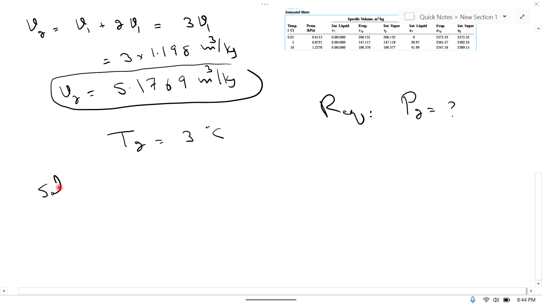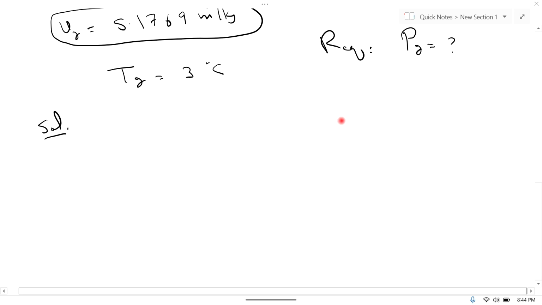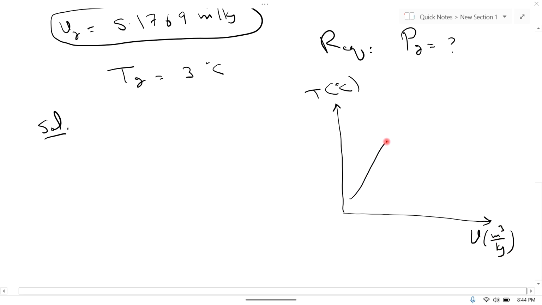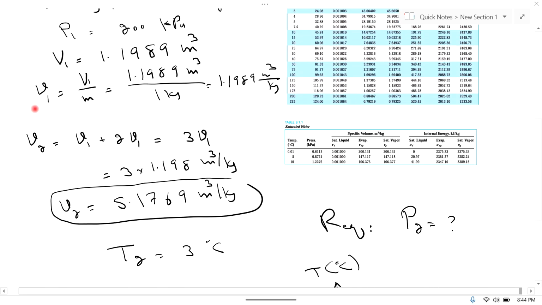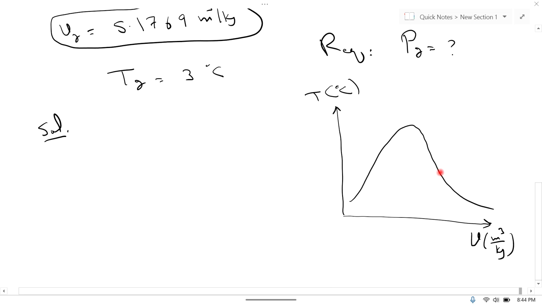So we start the solution. First we draw the TV diagram, temperature on the y-axis and specific volume on the x-axis, meter cube per kg. This is the saturation curve. Initially we know that P1 and V1 are given to us. So first we find whether it is in the wet region, the superheated region, or the compressed liquid region. This is the wet region or mixed region. This is the superheated region and this is the compressed liquid region.